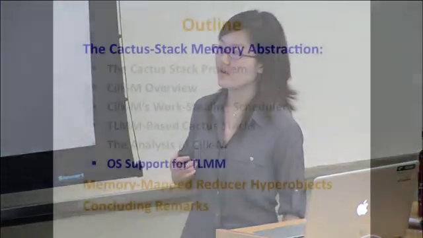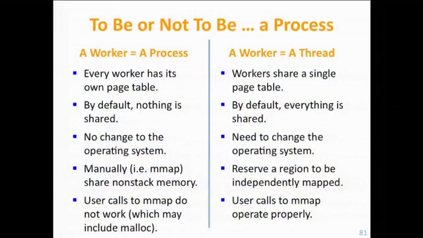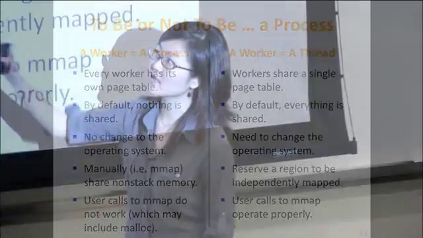Right. Okay, so that's the analysis of Cilk-M. And now I'm going to tell you more about how we maintain support for TLMM. So when we start this work, there are two possibilities. We can either make a worker a process.